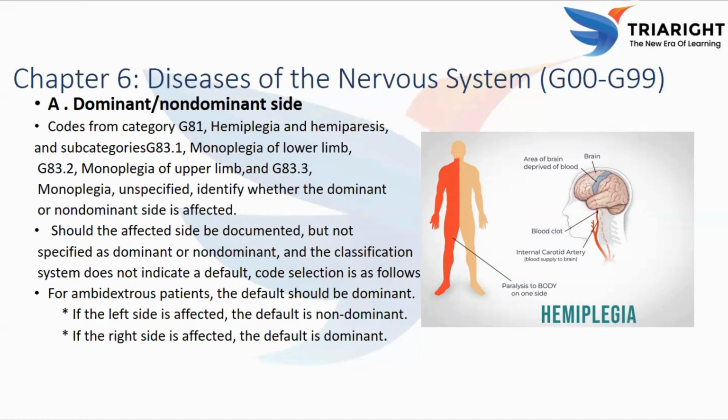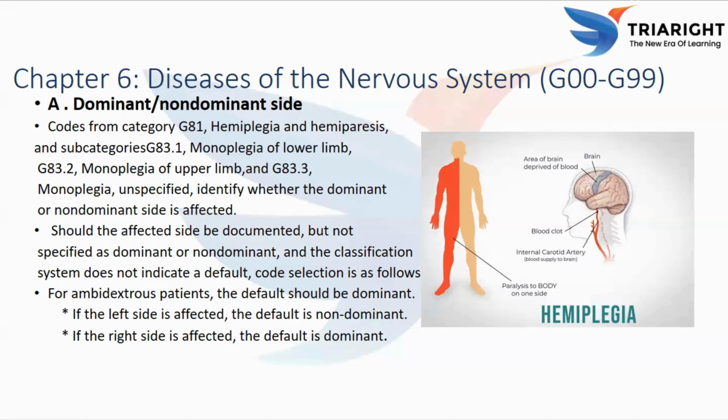So what does dominant and non-dominant mean? The dominant side is the hand the patient mainly uses, usually the right hand, and the non-dominant side is the other hand, which we do not use regularly. Because dominance affects function, ICD-10 codes must state it. So what happens if the doctor documents the side but not the dominance? If the record says which side is affected, whether left or right, but does not mention dominant or non-dominant, the coding rules help you choose the correct one.